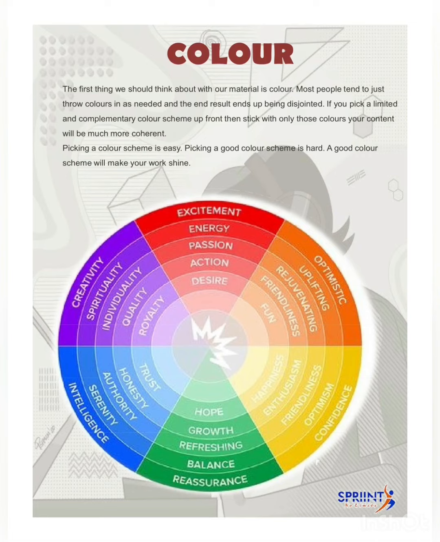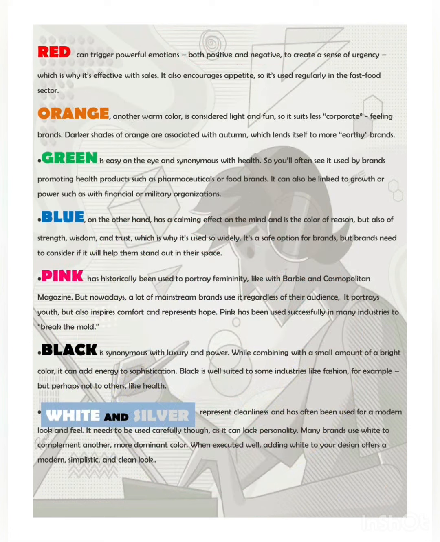You can see this colorway right here. You see red, orange, yellow, green, blue, purple. Now all these colors have meaning. Like if you have certain emotions that you want to portray, then you need certain colors for them. Now you can see that it says here red can trigger powerful emotions, both positive and negative, to create a sense of urgency, which is why it's effective with sales. It also encourages appetite, so it's used regularly in the fast food sector. You notice fast foods usually use shouty colors, very very bright colors like red, yellow.